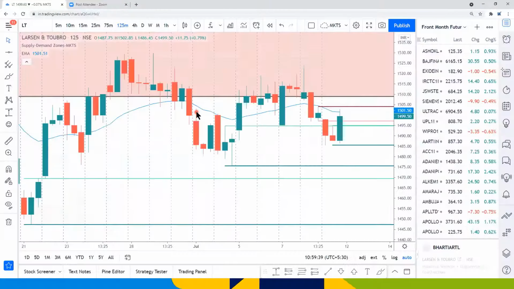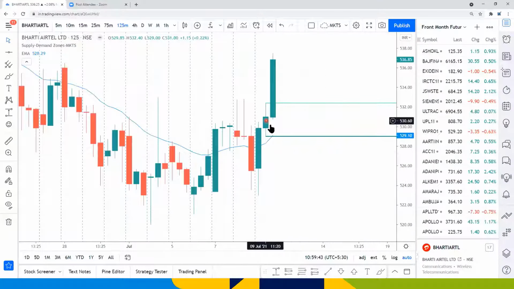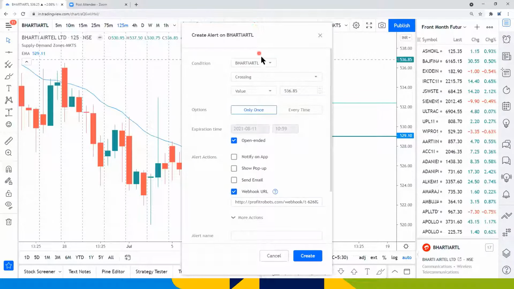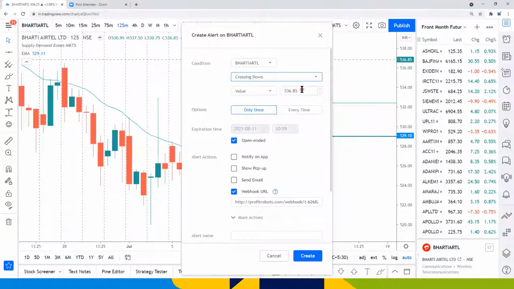So Bharti Airtel, suppose I want to go long at this zone. What are the coordinates? The high is 532. Currently it is 536. So I'll just set an alert here. Bharti Airtel crossing value, crossing below, crossing down. What is the value? I want it when it is very close to the zone. Below 533, only once I want the alert.